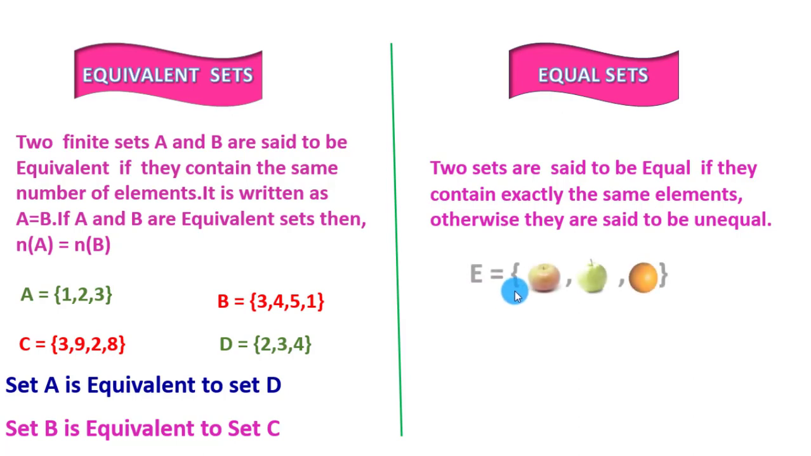Let E be a set of fruits and let F also be a set of fruits. Here apple, guava, orange. Here also guava, orange and apple. The fruits are the same no matter the order. If the elements of the two sets are the same, we call it an equal set. That is, set E is equal to set F.